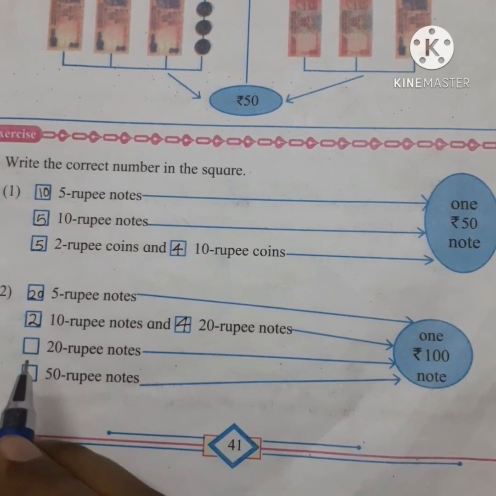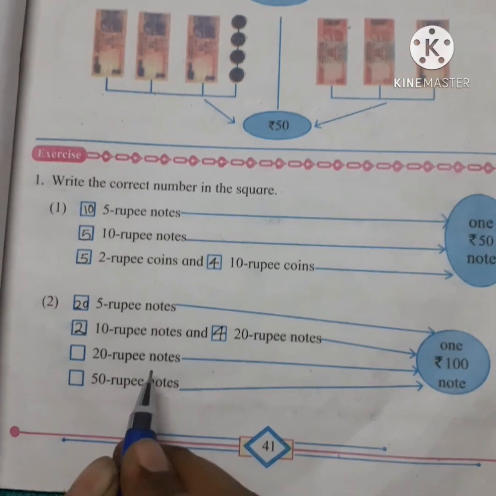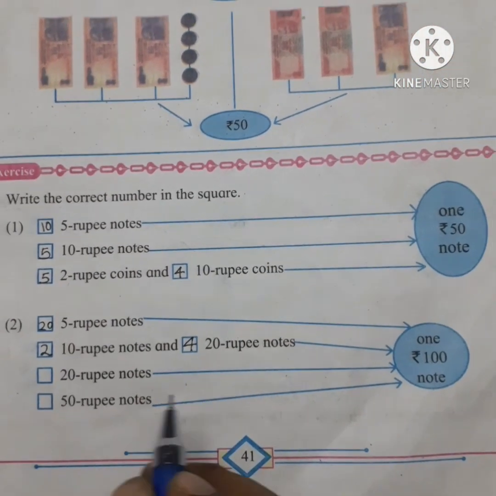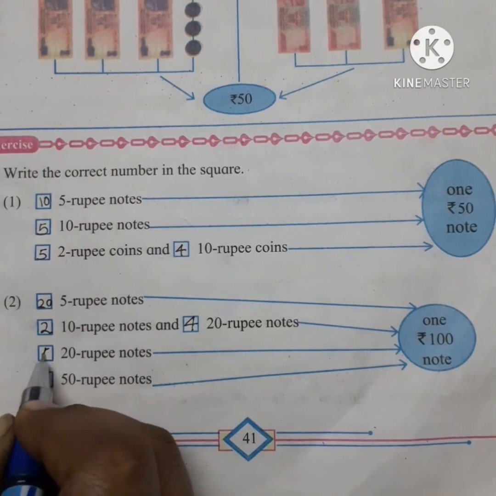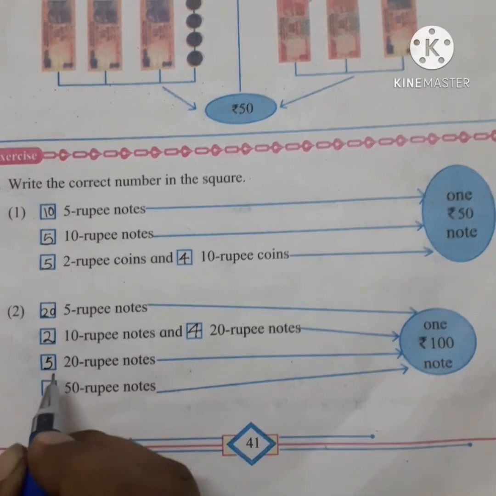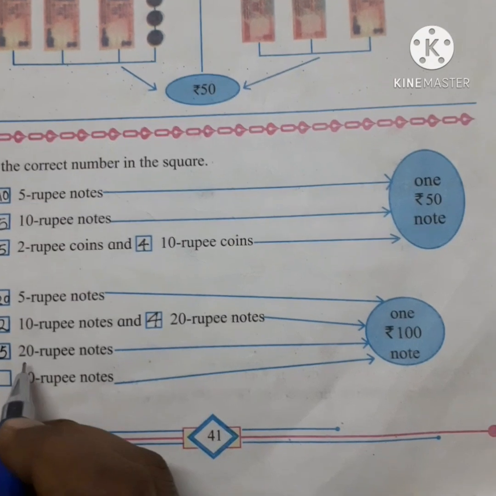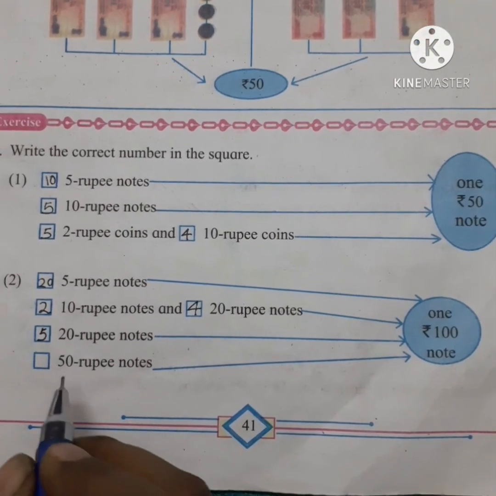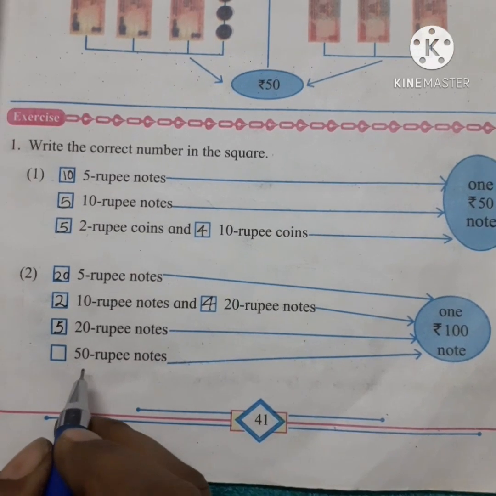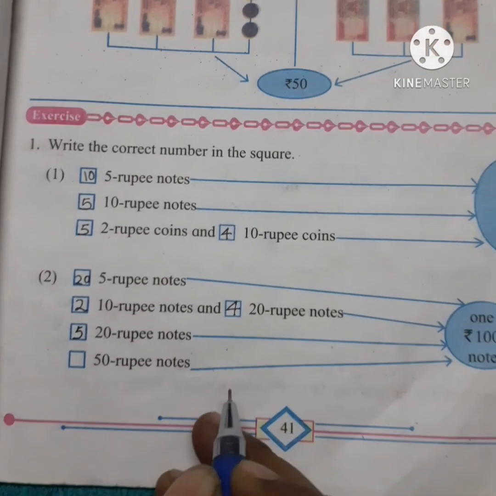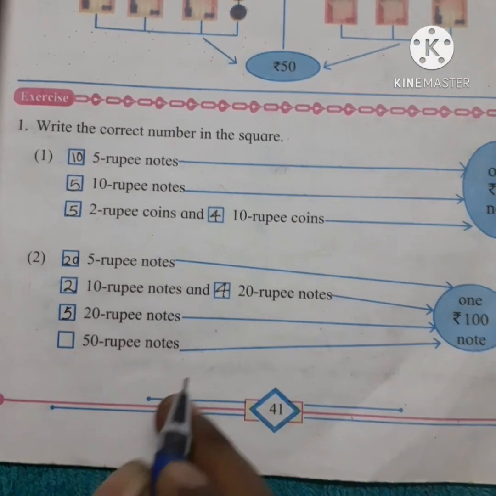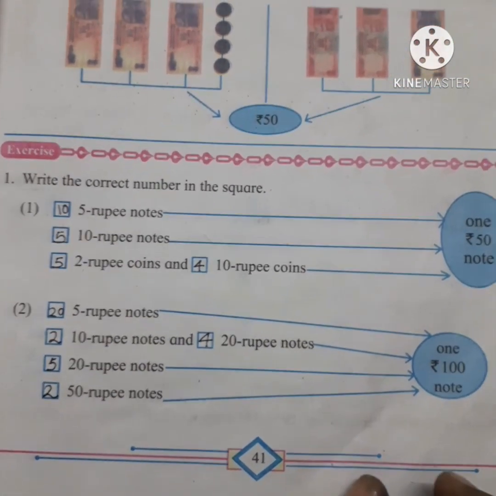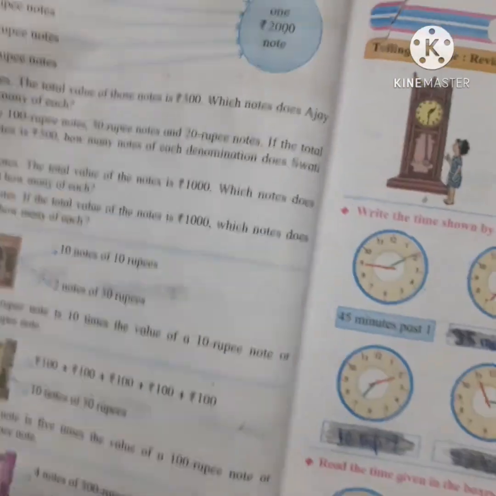Clear? Now third is 20 rupee notes. If I will take only 20 rupees, 20 20 20 20, I have to take 5 notes of 20. So 20 5s are 100. I have to take 20 rupee 5 notes, then it will become 100 rupees. Now see 50 rupee. If I will take 50 rupee 1 note and 50 rupee 2 notes, then it will become 50 plus 50, 100 rupees. So how many 50 rupee notes? 2 notes only. Clear? Now next page, page number 42.